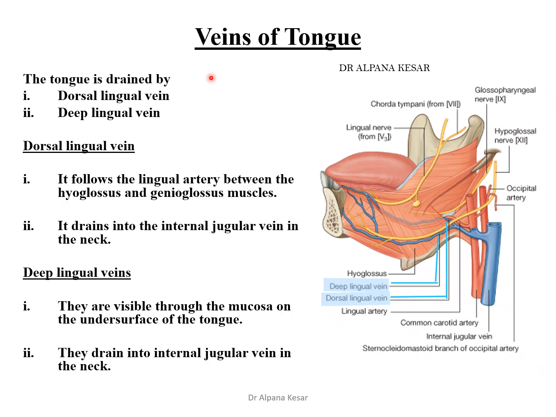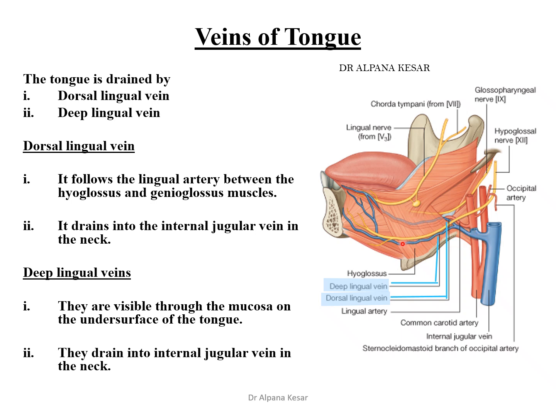Veins of the tongue. There are two veins that drain blood from the tongue. They are dorsal lingual vein and deep lingual vein. Dorsal lingual vein accompanies the lingual artery. It runs between the hyoglossus and the genioglossus muscles. After draining blood from the tongue, it will drain into internal jugular vein.